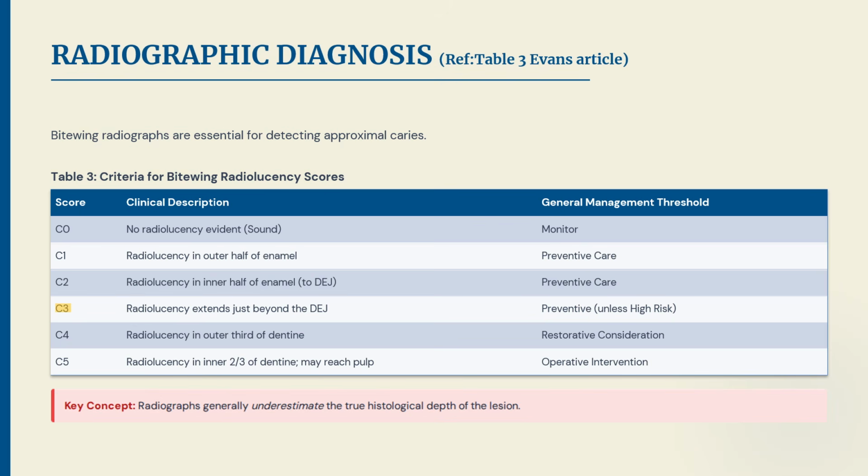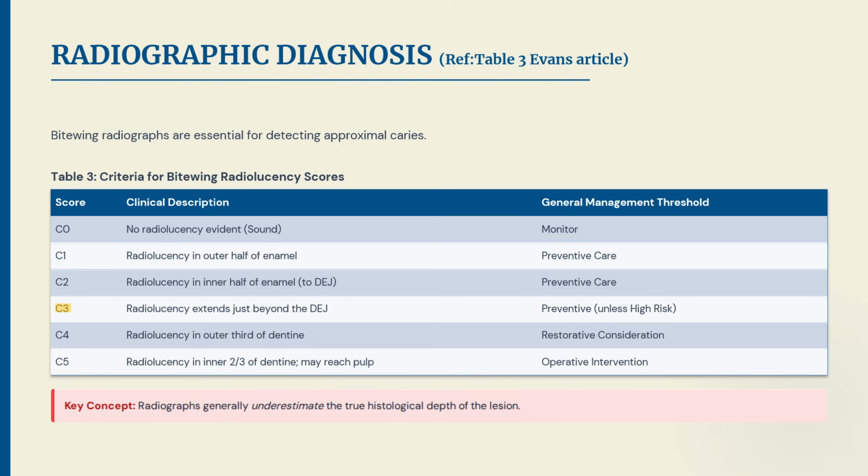So here you've got to remember there are two factors added. The patient is considered to be a high risk patient, and the radiolucency indicates that the case has just extended beyond the DEJ. So it's up to you. Based on what type of clinical features and details are given, you have to make a decision. Now the next one is radiolucency in the outer third of dentine, where you have to go for a restoration. Remember this, radiolucency in the outer third of dentine, here you're just going with the restoration.